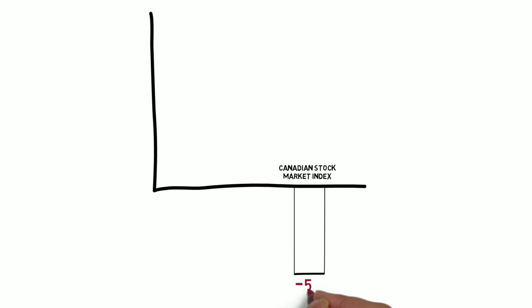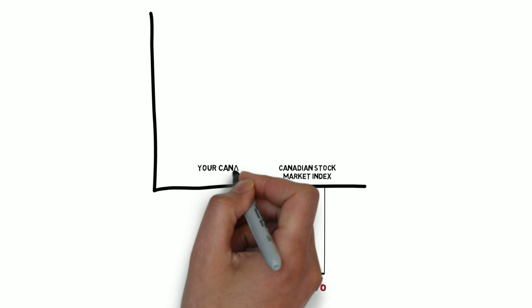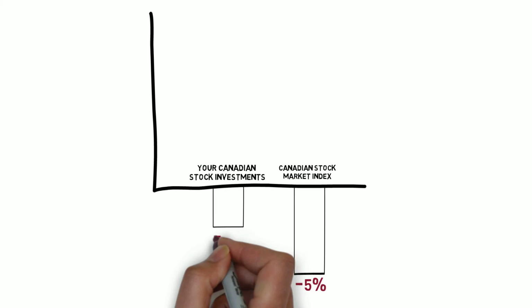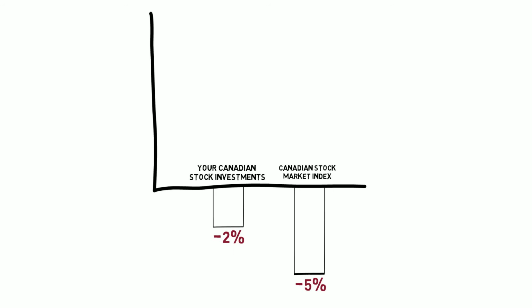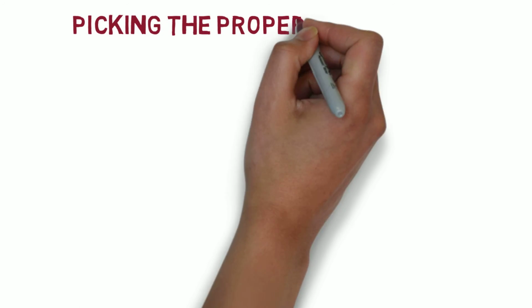What if the index was down by 5% for the year? If your Canadian stock investments were down by 2% for the year, while it was a loss, you still outperformed the benchmark. One of the most important aspects of benchmarking is picking the proper benchmark.